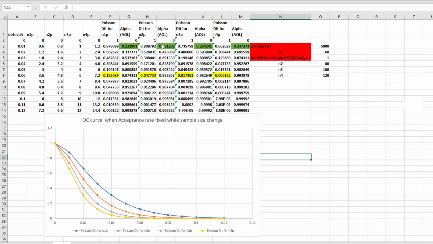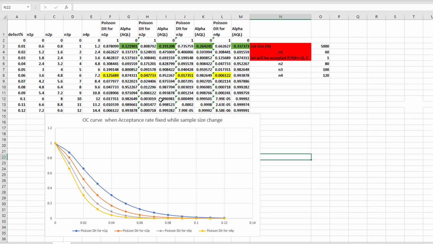Okay. Similarly, if P is equal to 0.06, the probability of acceptance is 0.08. So this is 0.08 for 80. N2 is 80, I'm just talking about N2 being 80. Other values of the producer and consumer risk are shown in the yellow and in the green; this is the producer risk and these are the consumer risk.